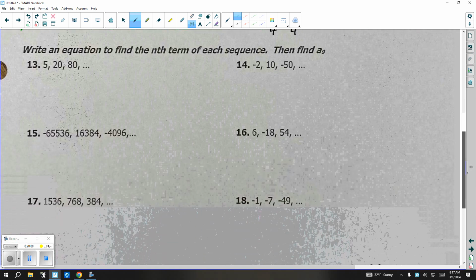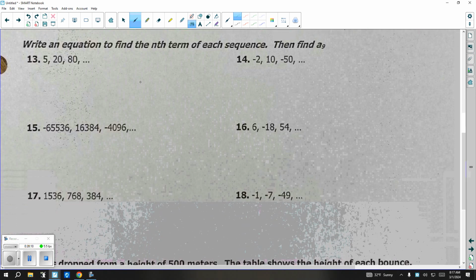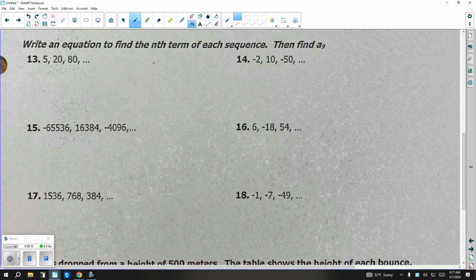Okay, this is what we've been building up to. Now it says find the 9th term. That just means the 9th term. Okay, we can do that. Write an equation to find the nth term. That just means any term. And then find the 9th term. Okay, let's do it. Here we go.